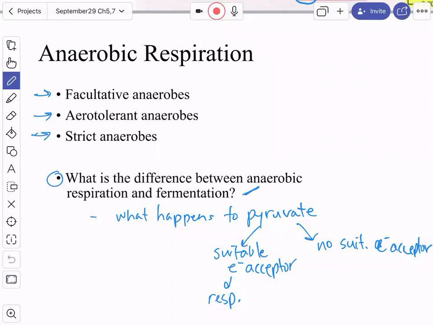sorry, just wave your hands at me if you can't read my handwriting. It gets a little sloppy trying to write like this. If there's no suitable electron acceptor, then the cell has no choice but to do some kind of fermentation pathway.